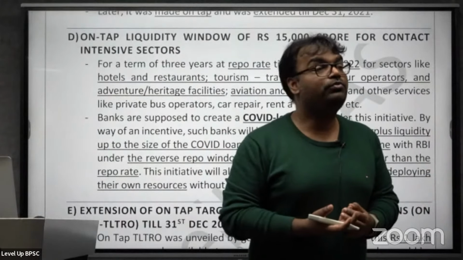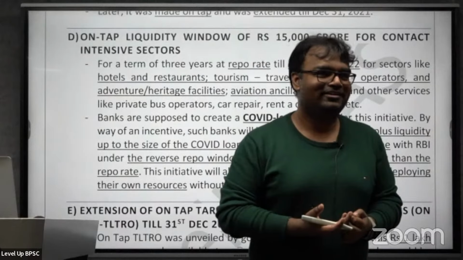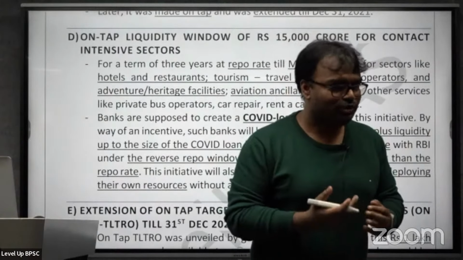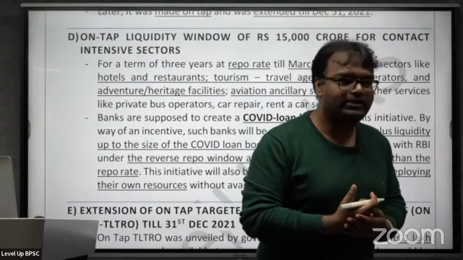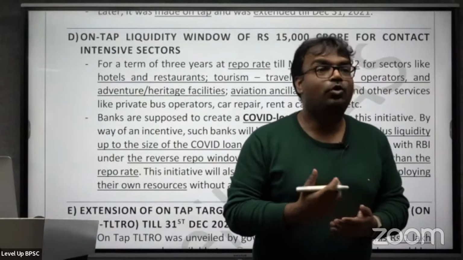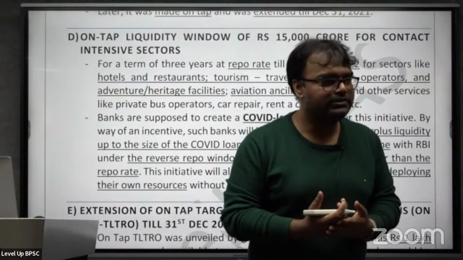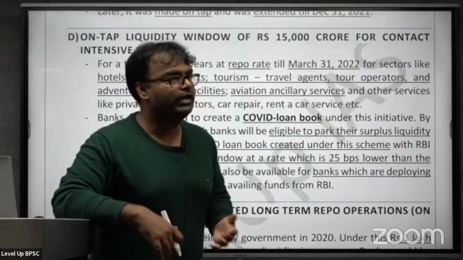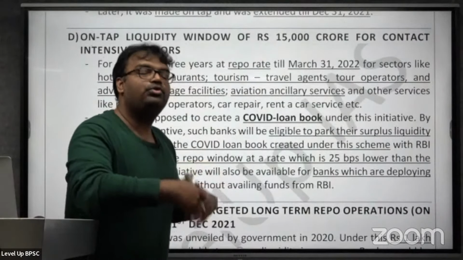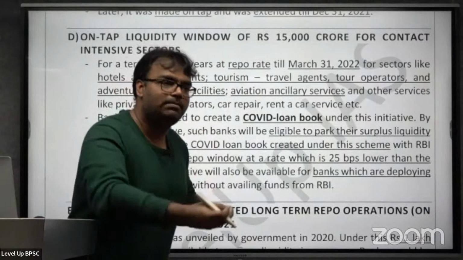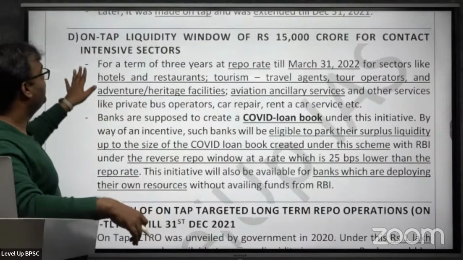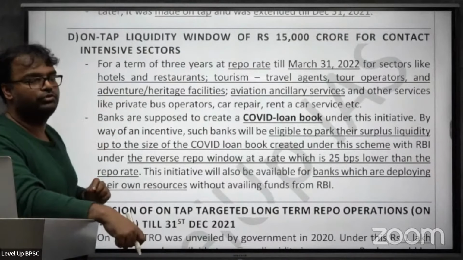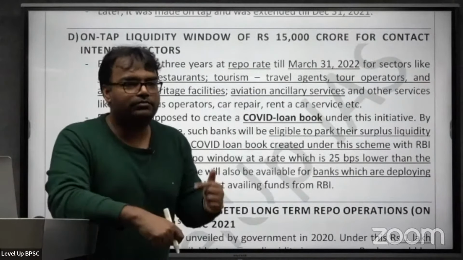When you travel, when you go by flight, train, bus, or cab, you are directly in contact with people, right? Hotel business is a contact business. So these businesses were adversely affected during COVID-19. To support these businesses, to increase the money supply in these businesses, RBI introduced an on tap liquidity window of rupees 15,000 crore. Now see, will RBI give money to these sectors?